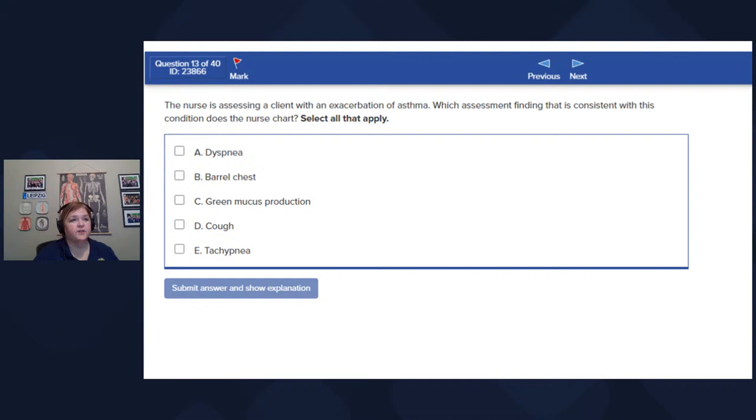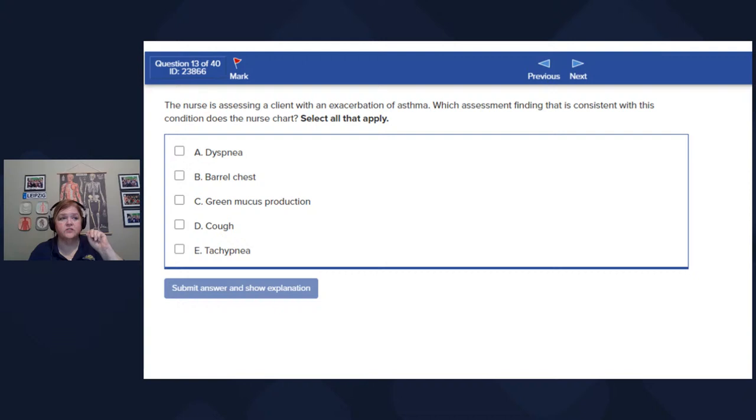Oh, here's your favorite, select all that apply. Let me give you the strategy. First, you do the same thing with the stem. You answer that stem of the question, and then each one of these, think of this as five questions, not one question. And when you know what that's asking: the nurse is assessing a client with an exacerbation of asthma. So there's our diagnosis. Which assessment finding that's consistent with this condition does the nurse chart?